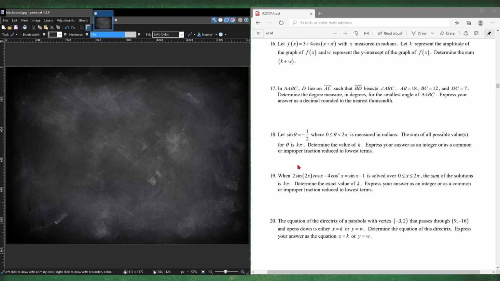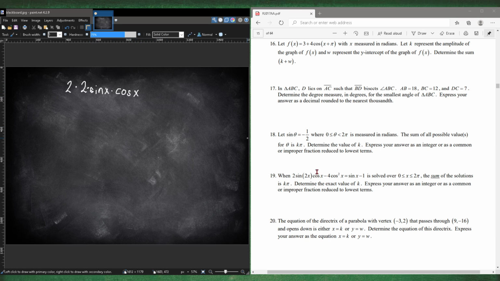Okay, number 19. When 2 sine of 2x cosine x minus 4 cosine squared of x equals sine of x minus 1 is solved over the interval 0 to 2 pi, the sum of the solutions is k pi. Determine the exact value of k. So I know that sine of 2x is just 2 times sine of x times cosine of x. That's just a double angle trig identity.